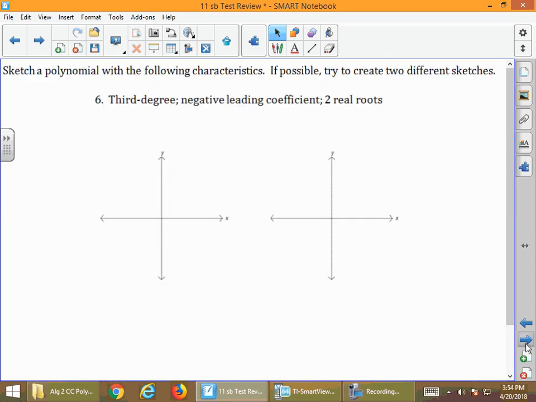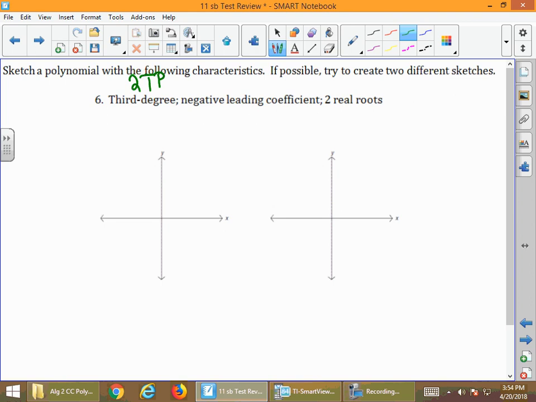So we've talked a lot about degree and turning points, multiplicity. So let's sketch a polynomial with the following characteristics. If possible, try to create more than one. So the first one is a third degree polynomial, and remember, when we see third degree, the first thing that we think is two turning points.